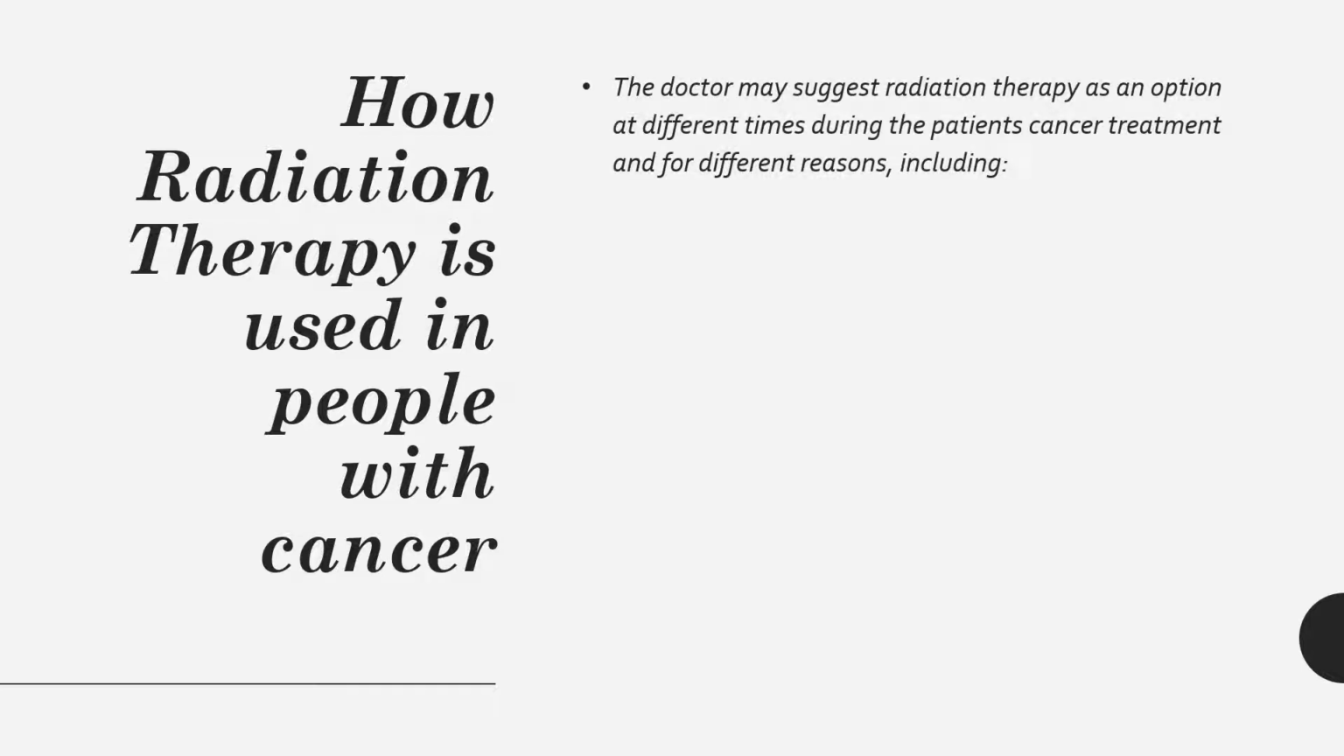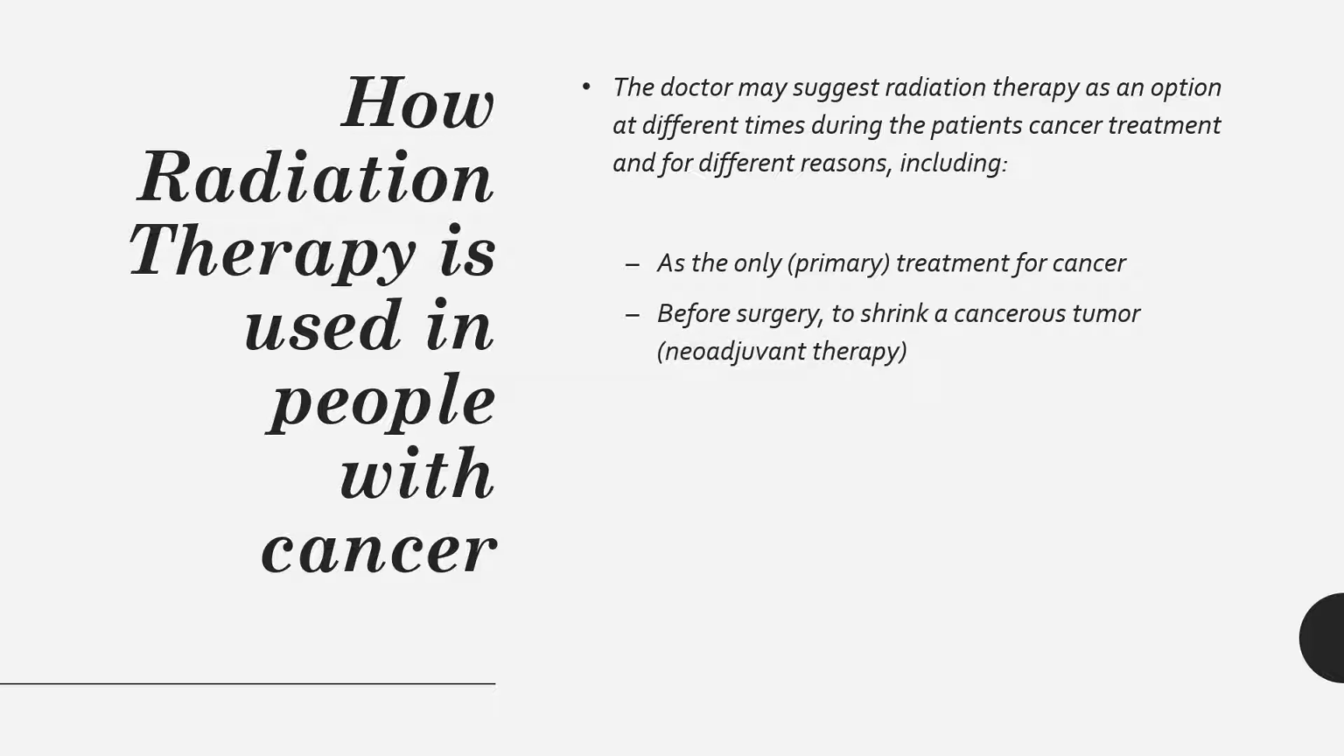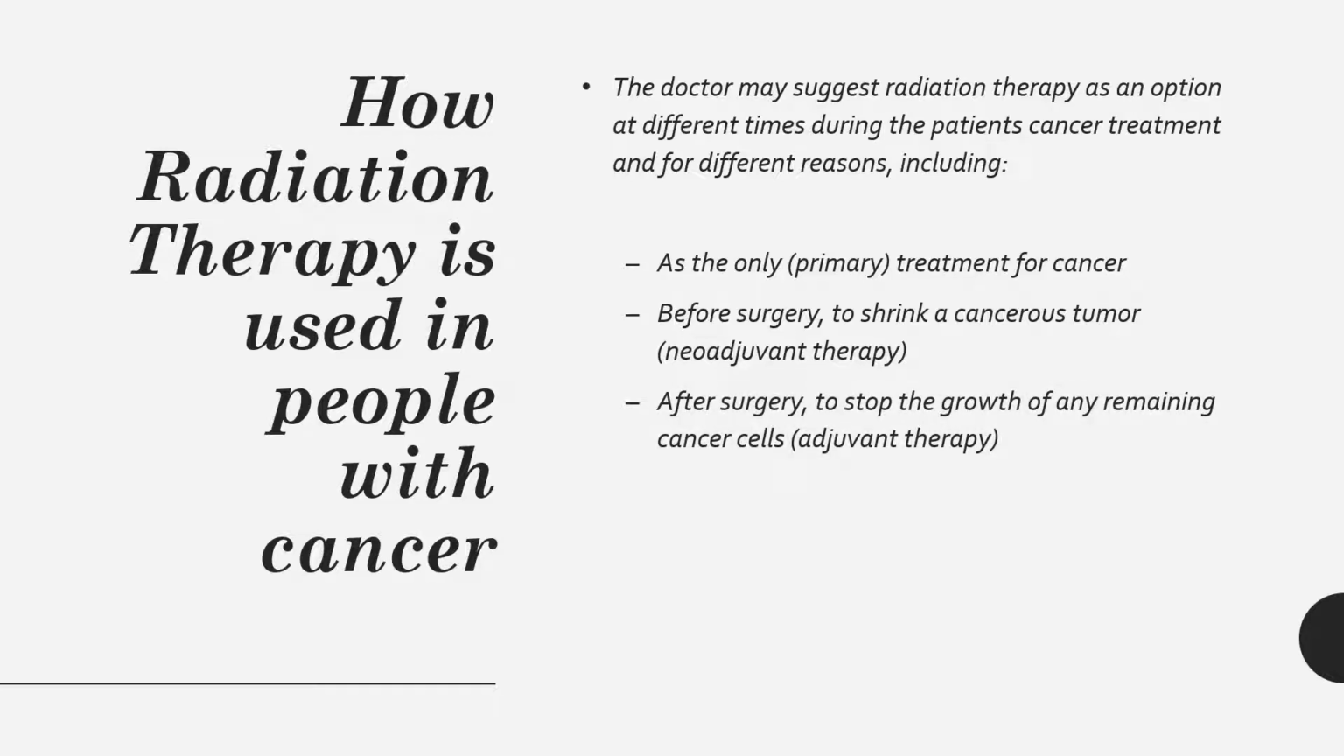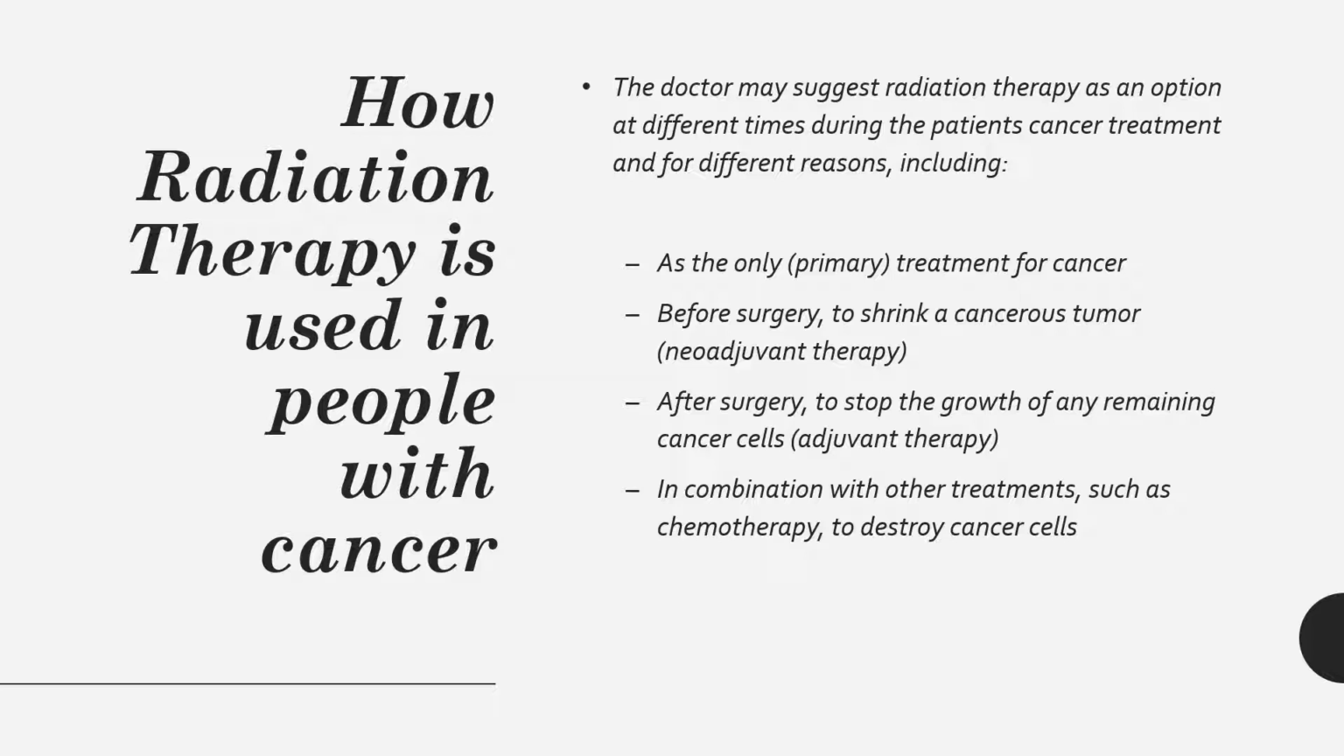How radiation therapy is used in people with cancer. The doctor may suggest radiation therapy as an option at different times during the patient's cancer treatment and for different reasons, including as the only primary treatment for cancer, before surgery to shrink a cancerous tumor, also known as neoadjuvant therapy, after surgery to stop the growth of any remaining cancer cells, known as adjuvant therapy, in combination with other treatments such as chemotherapy to destroy cancer cells, and in advanced cancer to alleviate symptoms caused by the cancer.